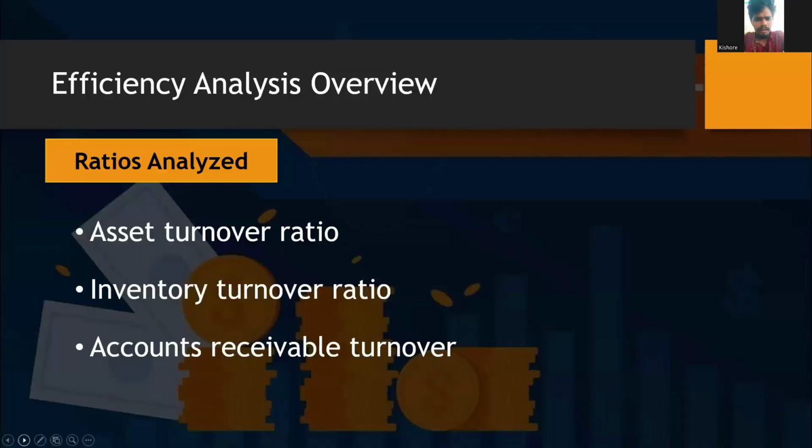Basically, efficiency analysis covers three types of ratio analysis: asset turnover ratios, inventory turnover ratios, and accounts receivable turnover ratios. What is meant by the asset turnover ratio? Basically, the asset turnover ratio measures how efficiently a company generates sales, calculated by dividing net sales by average total assets.